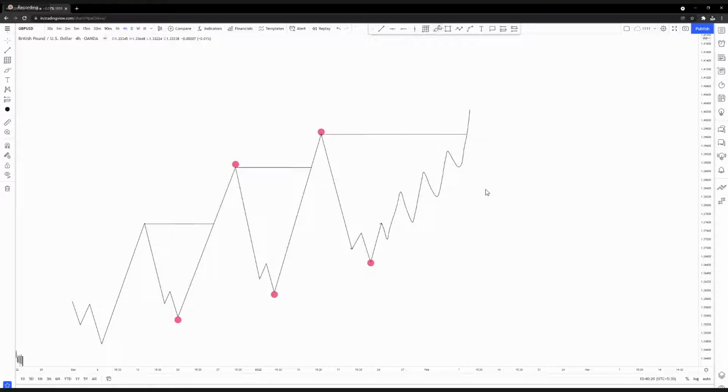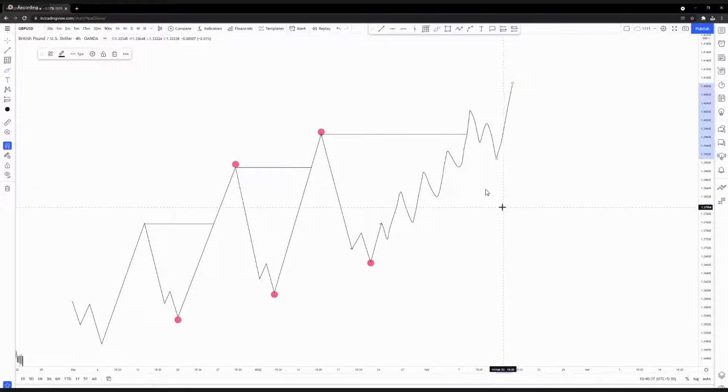Now let's say this cannot be taken as a break of structure. Why? It never created a higher high. It might be an inducement on a lower time frame. You can buy it from here. No problem with that.